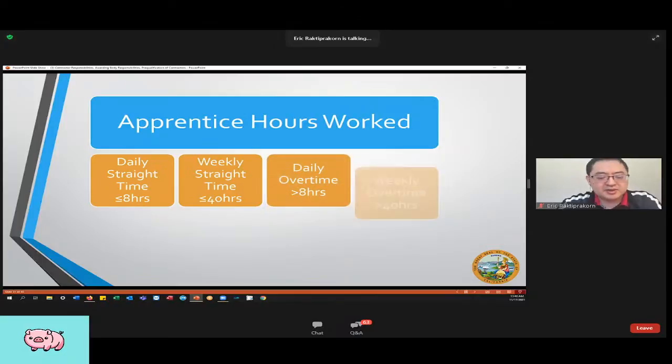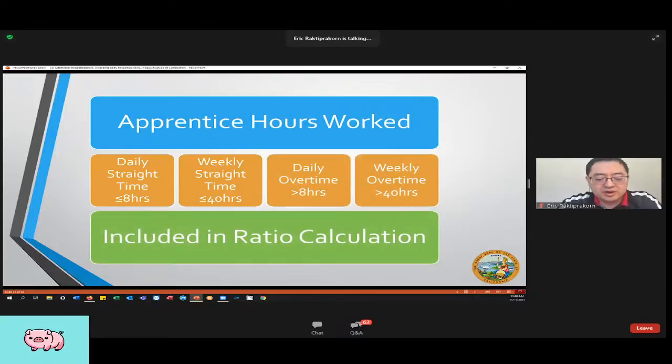So apprentice hours work slightly differently. Basically, we're including not only daily and weekly straight time hours in the calculation, but we include the daily and weekly overtime as well to allow contractors to meet that minimum ratio.